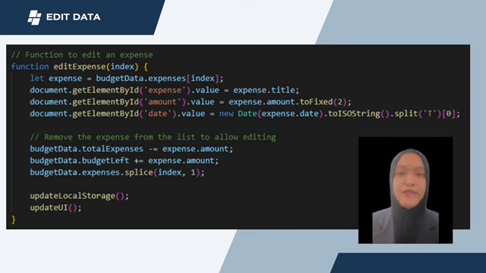Next, this is the edit function code. The editExpense function is called when a user clicks the edit button next to an expense item. This function takes the index of the expense to be edited as a parameter. It retrieves the expense object at that index from the budgetData.expenses array and pre-fills the expense form with its details. The expense is then removed from the array to allow for editing, and the total expenses and budget left are updated accordingly. Finally, the local storage is updated with the modified expense data, and the UI is refreshed.